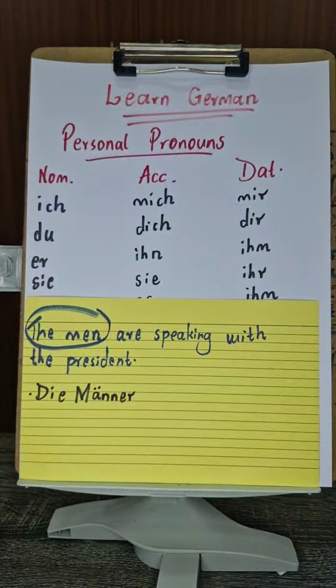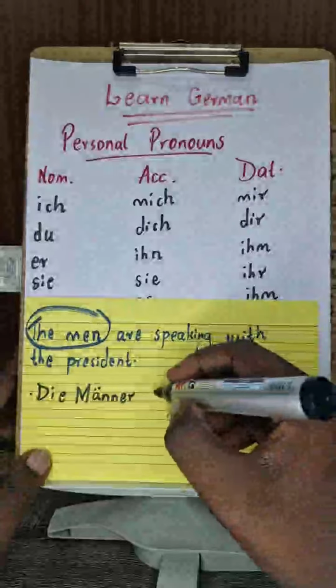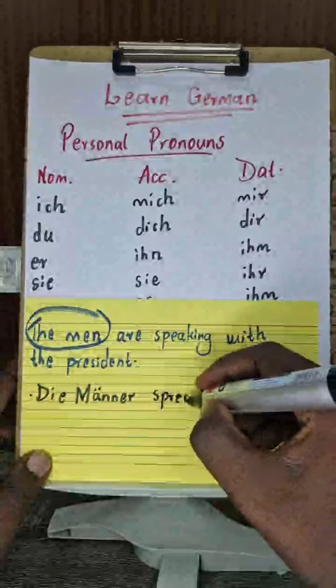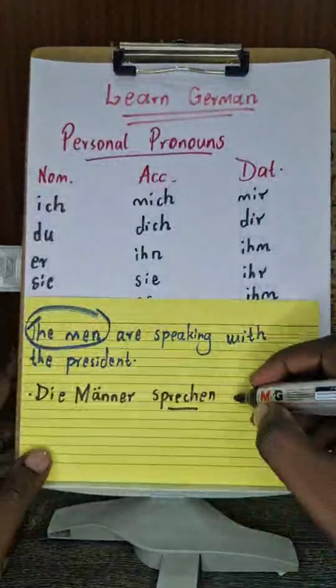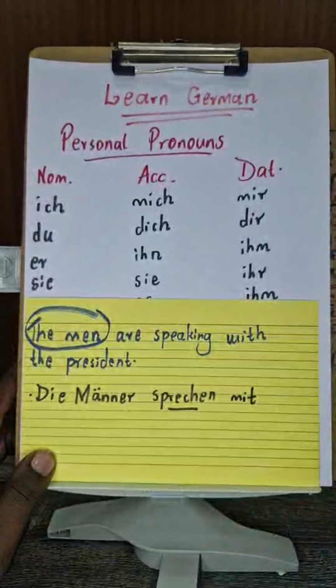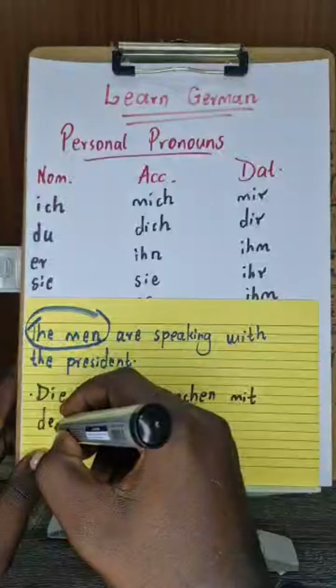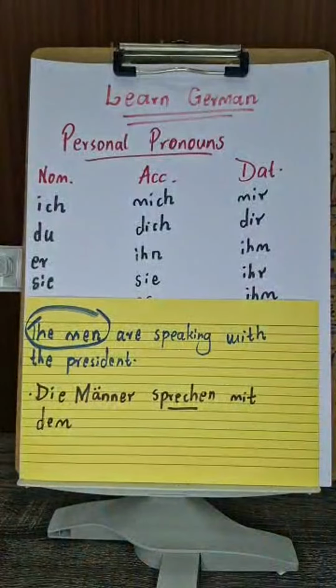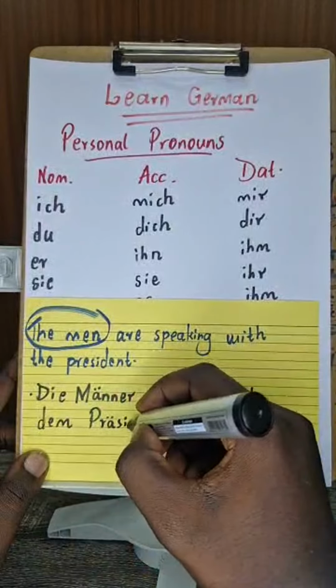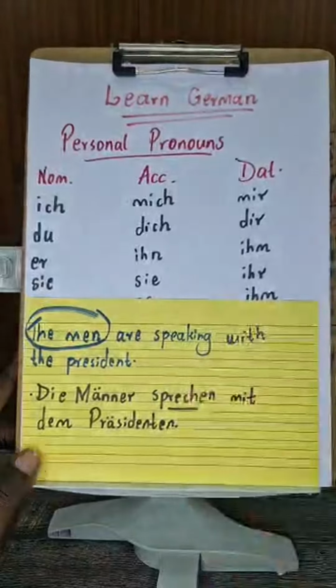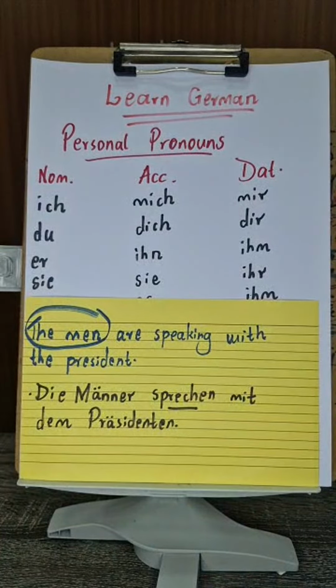Now, because it's plural, we also have to conjugate in plural, right? So die Männer sprechen. Die Männer sprechen, are speaking, mit dem Präsidenten. Now this is dative. Die Männer sprechen mit dem Präsidenten. All right, the men are speaking with the president.